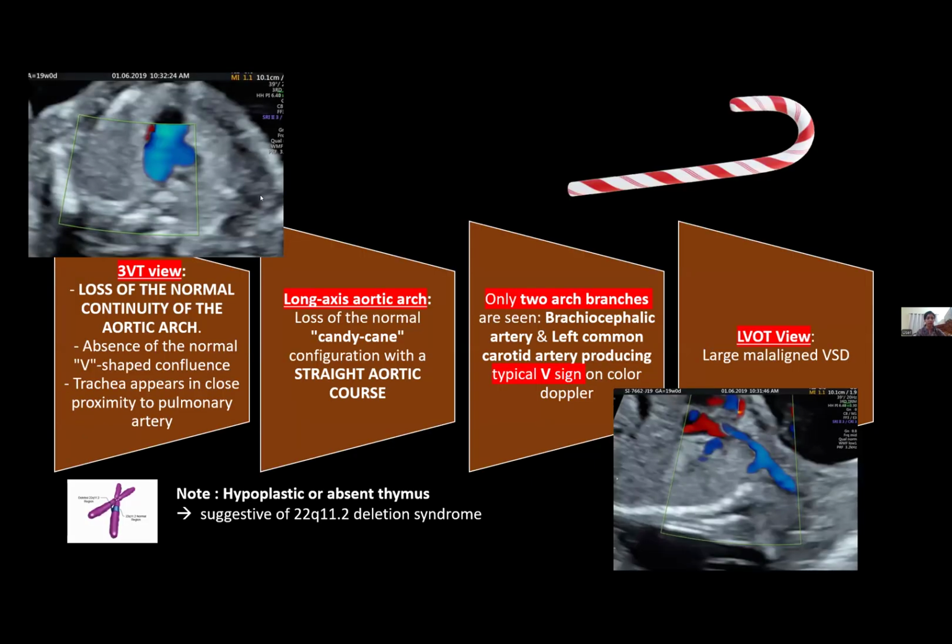We'll now focus on the key sonographic findings that distinguish interrupted aortic arch from coarctation of the aorta. This is a case of interrupted aortic arch where the three-vessel and trachea view demonstrates a loss of normal continuity between the aortic and the ductal arches, with the trachea lying in close proximity to the pulmonary artery. The long axis sagittal aortic arch view shows a straight rather than the normal candy cane configuration of the aortic arch, with only two branches visualized, producing a typical V sign.